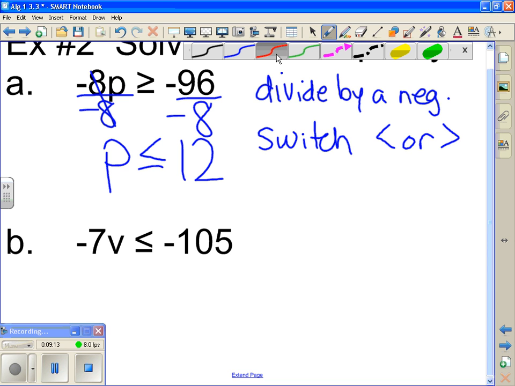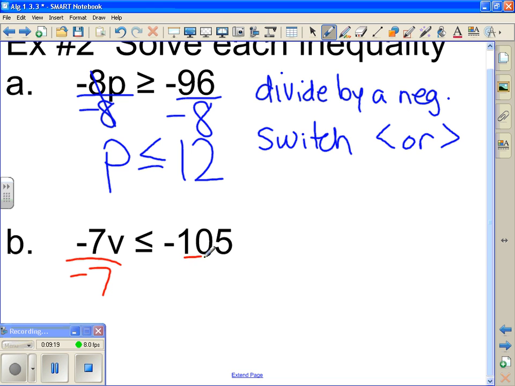Okay, so this time we divide by, very good, -7. So, what is -105 divided by -7? Good, that's 15. Now, does our less than sign stay the same? No, it switches to a greater than or equal to because the 7 was negative. The less than or equal to becomes greater than or equal to. Any questions with this? If so, ask me when I come back.